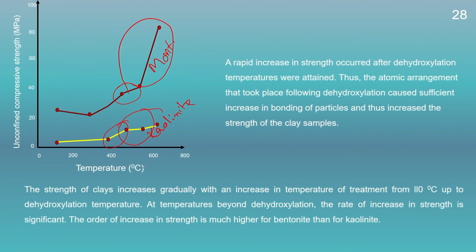The strength of the clay increases gradually with an increase in the temperature of treatment from 110 degrees centigrade to the dehydroxylation temperature. At temperatures beyond dehydroxylation, the rate of increase in the strength is significant, which could be evident from this rapid increase in the slope of the line. The order of increase of the strength is much higher for montmorillonite in comparison to kaolinite.